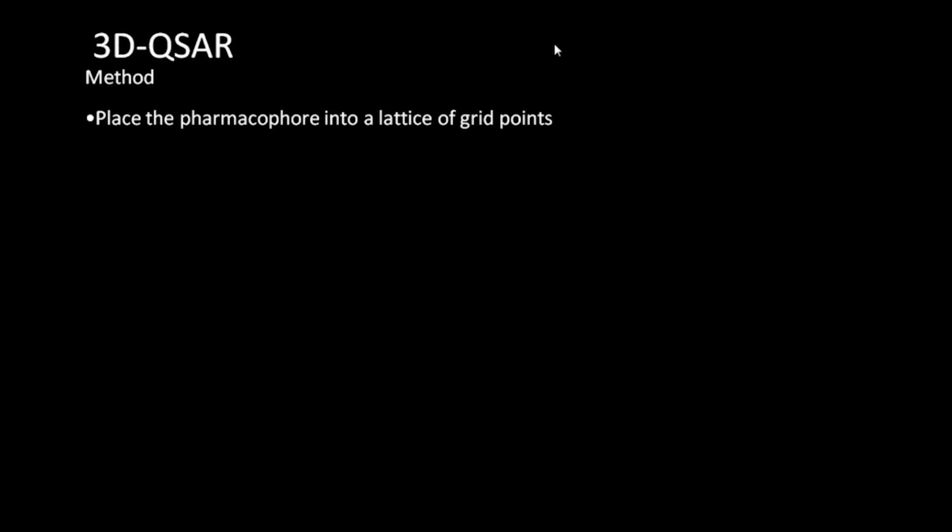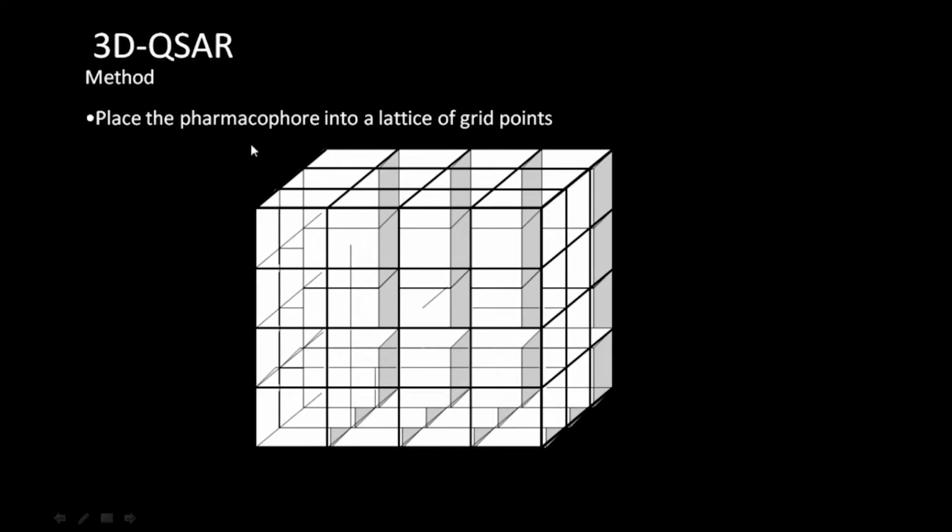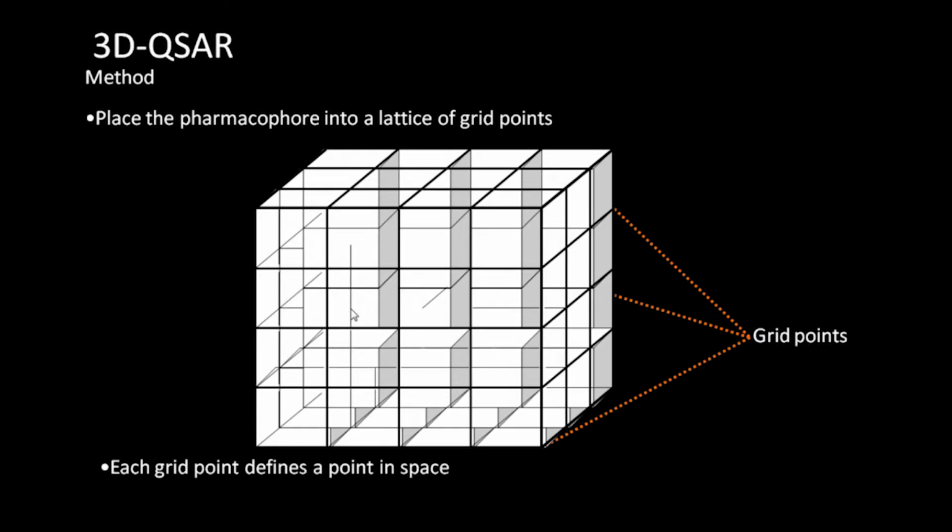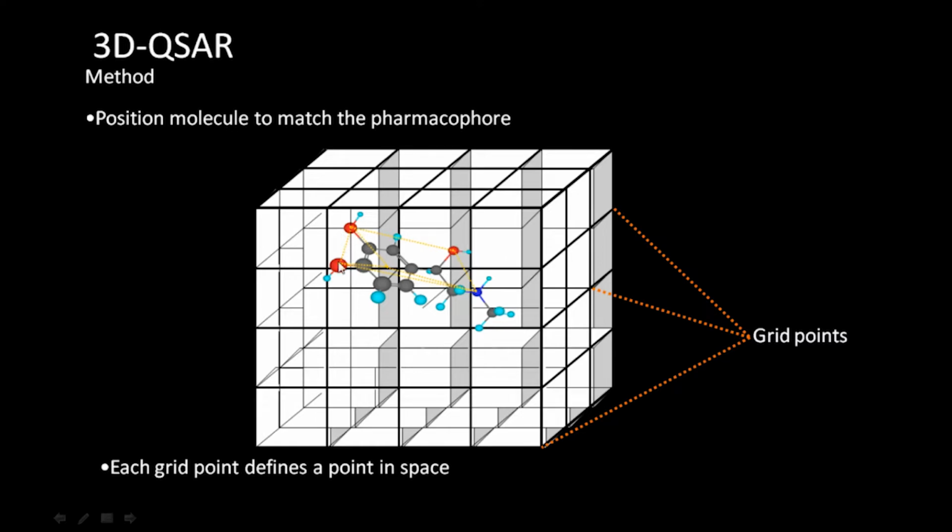Then you place the pharmacophore into a lattice of grid points. We may have a rectangular box and you divide it into lots of small grids, and then you place your molecule inside. These are the grid points; each grid point defines a point in space. Position the molecule to match the pharmacophore, like this, so that the pharmacophores are matched exactly on some grid points.